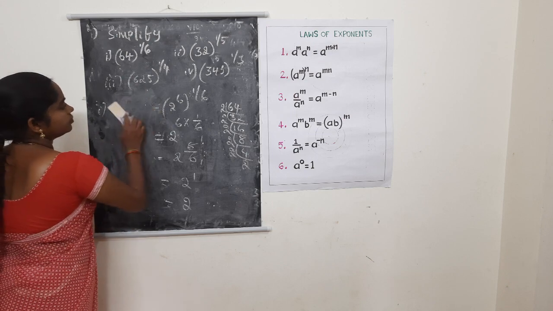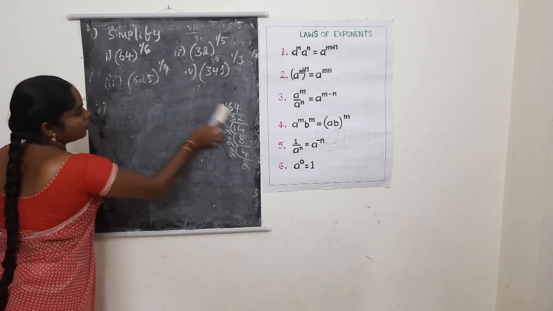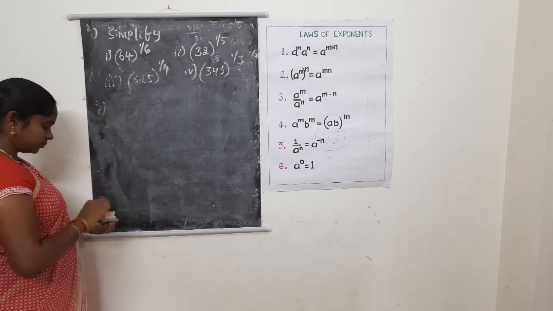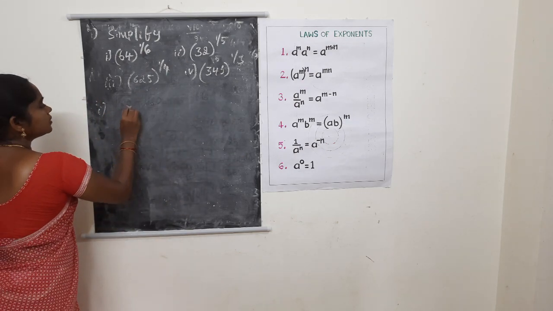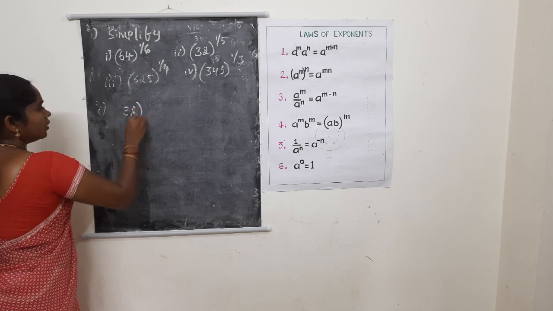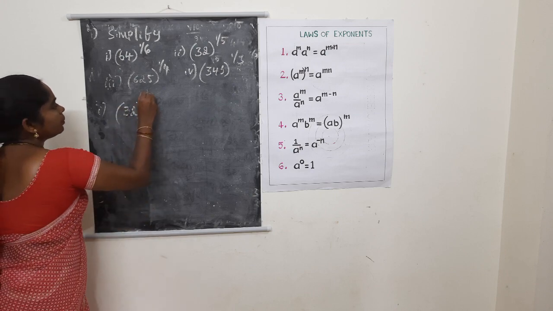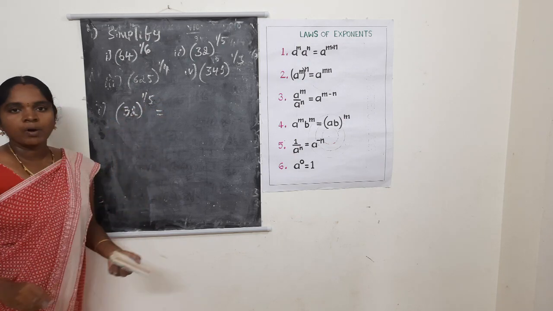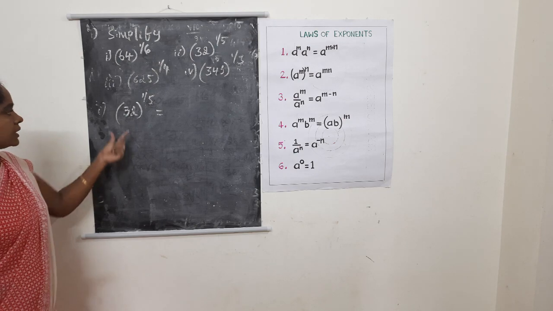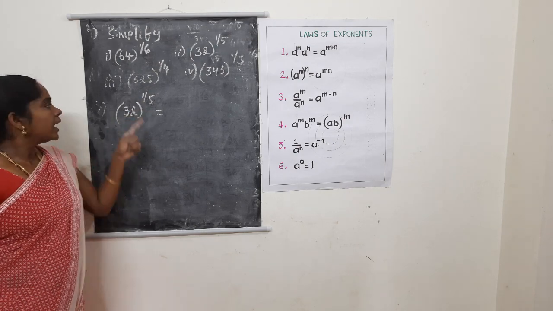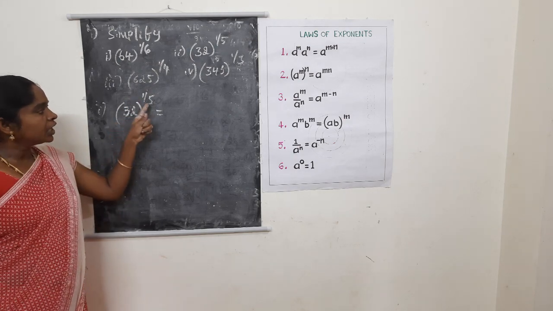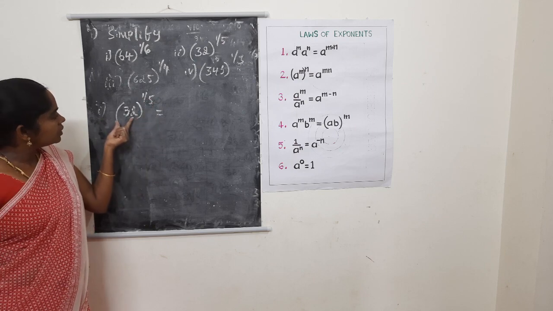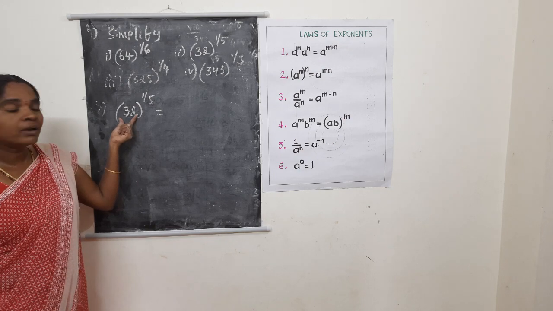Next, the second problem is 32 whole to the power of 1 by 5. This is the base, this is the exponent. In the exponent, the denominator value is 5. So the base should be written in terms of power 5.